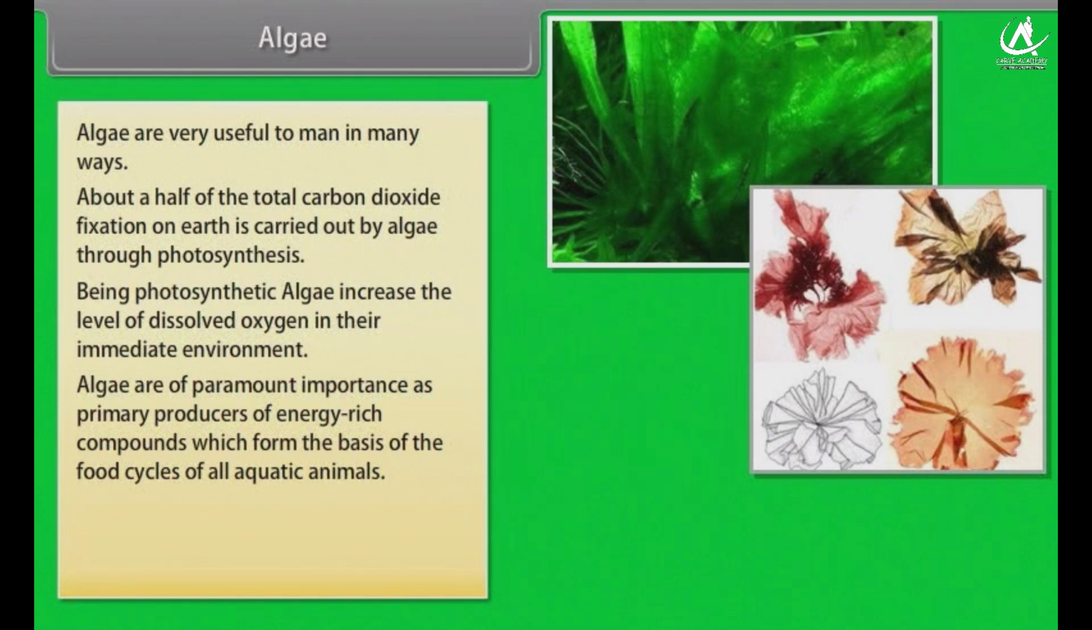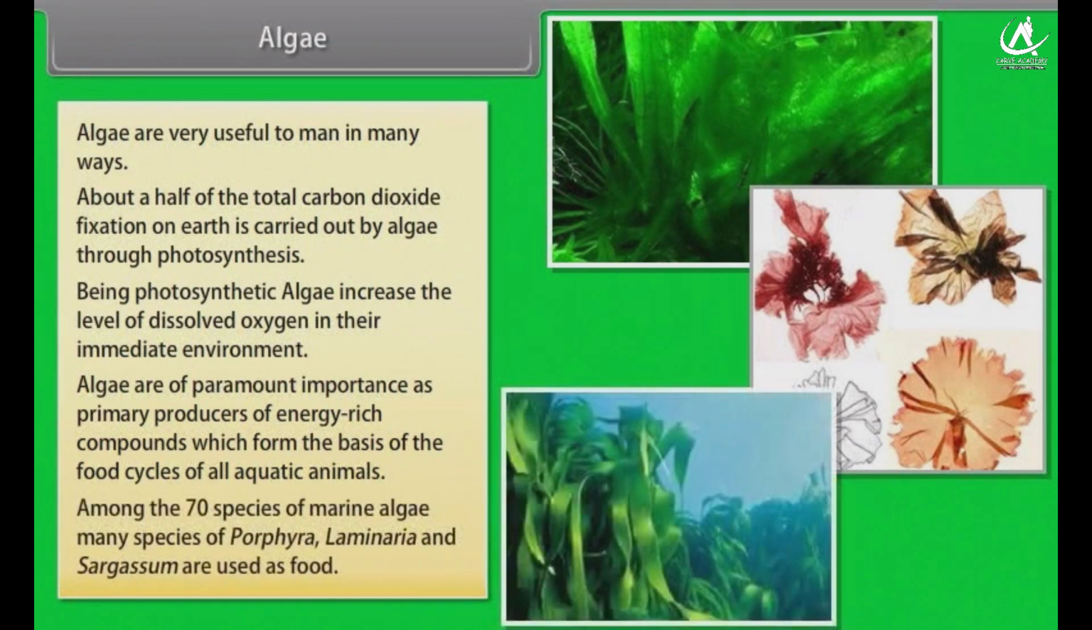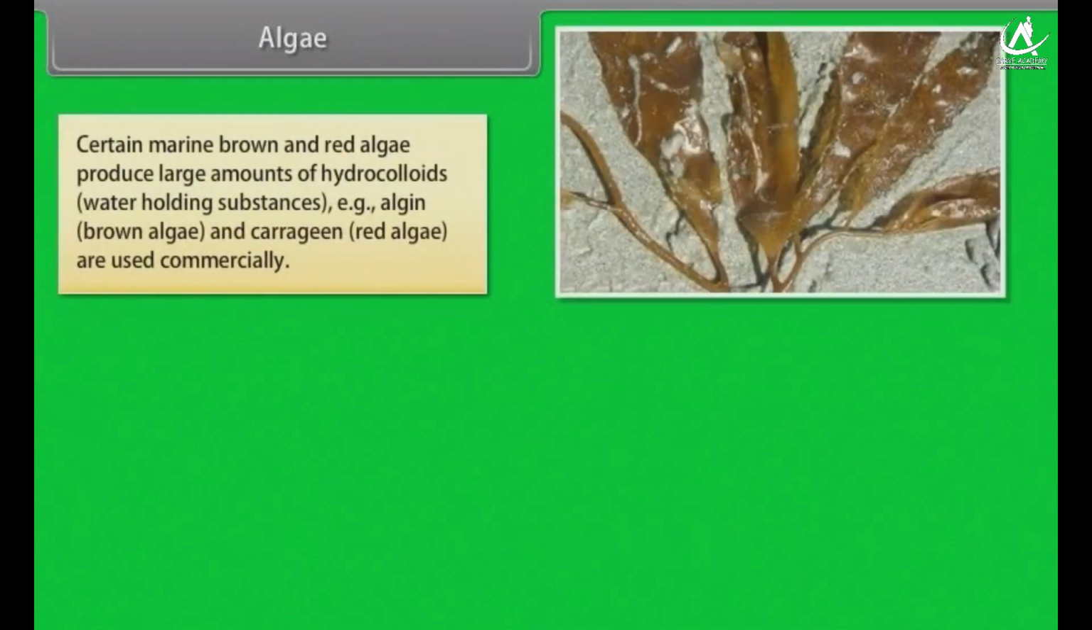Among the 70 species of marine algae, many species of Porphyra, Laminaria, and Sargassum are used as food. Certain marine brown and red algae produce large amounts of hydrocolloids, water-holding substances, that is, algin, brown algae, and carrageen, red algae, are used commercially.